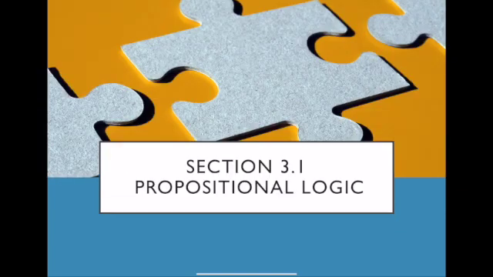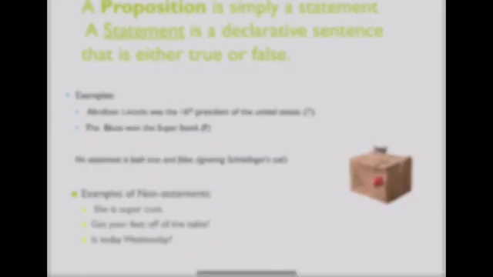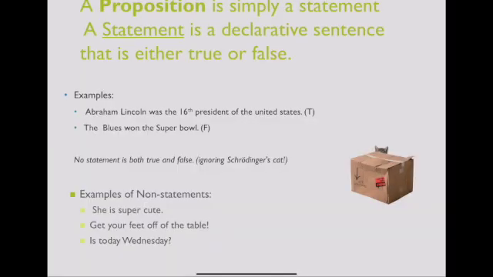So the first section is all about propositional logic. A proposition is simply a statement, and a statement is a declarative sentence that is either true or false. The key point is it's a declarative sentence. An example: Abraham Lincoln was the 16th president of the United States. That is true. The Blues won the Super Bowl. This is a declarative statement, but it is false because the Blues are a hockey team.